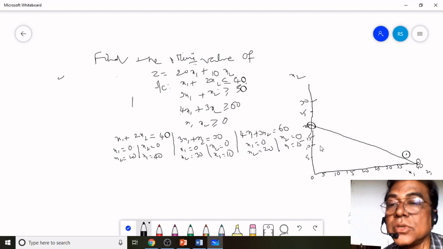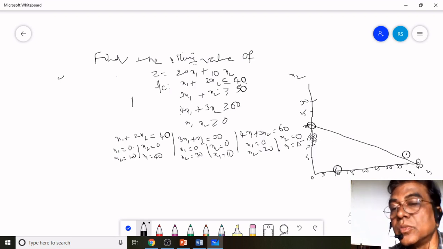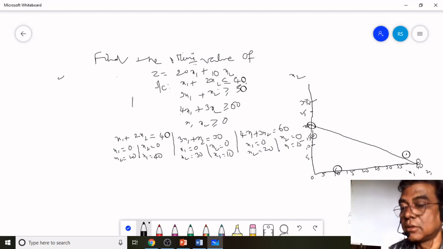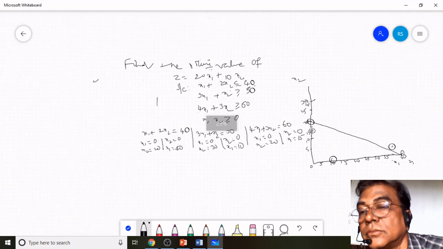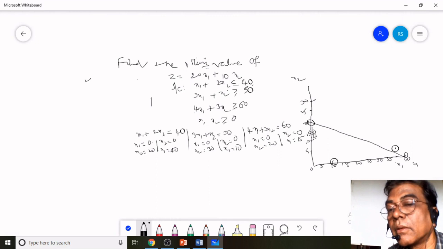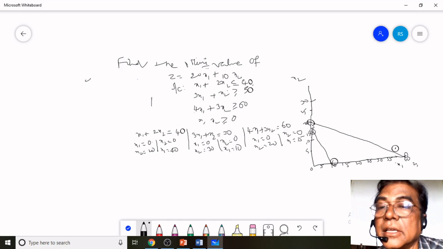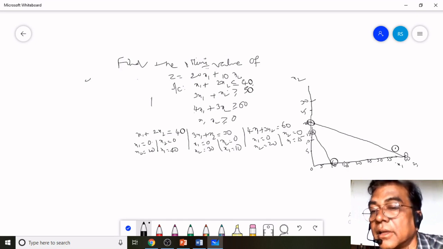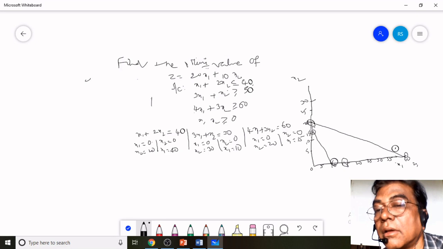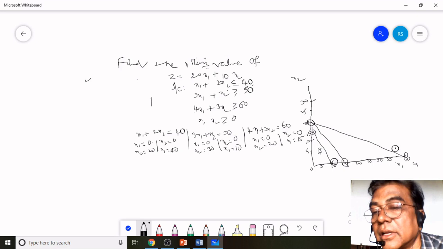Go to the second equation. x2 is equal to 15, x1 is equal to 10. Take this as 10. Now join these two points. Now go to the third equation: x2 is equal to 20, x1 is equal to 15. This is the second equation.